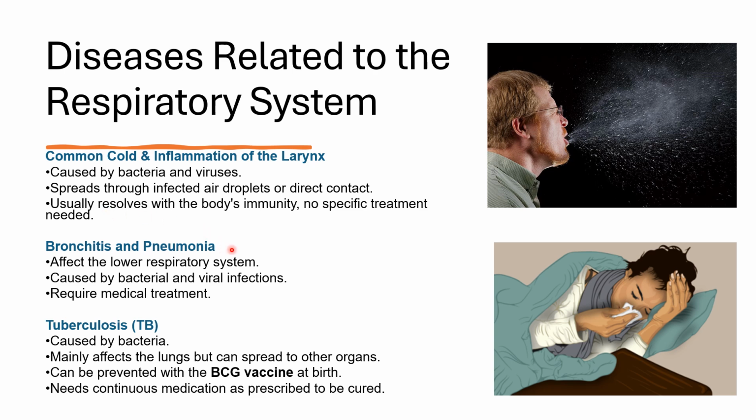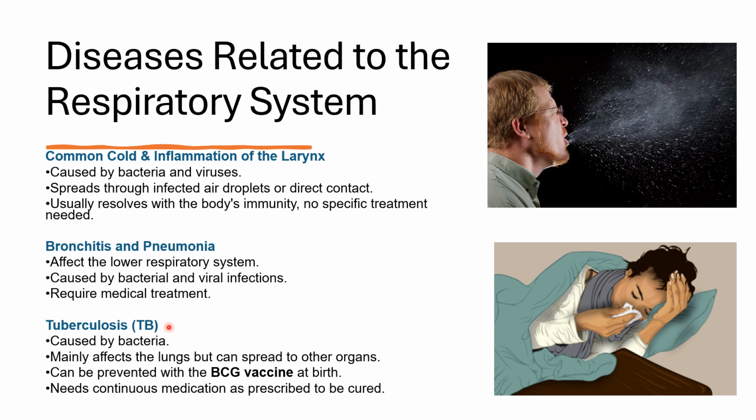Bronchitis and pneumonia is another condition. It affects the lower respiratory system. The lower respiratory system consists of the trachea, the bronchi, bronchioles, and the alveoli, which means the lungs. And these are caused by bacterial and viral infections. However, these require intensive medical care.